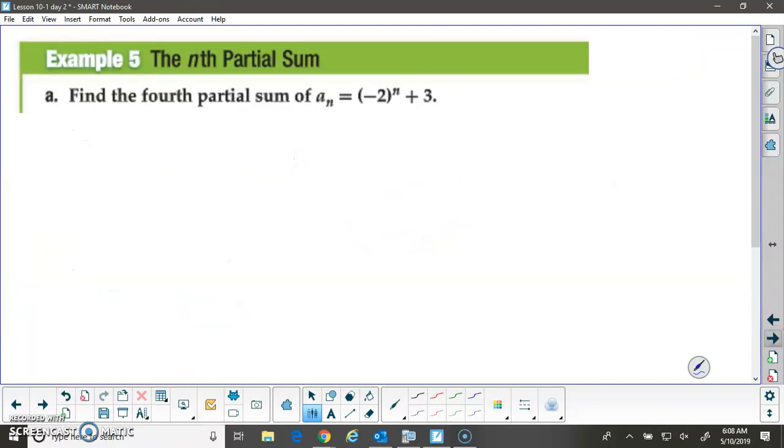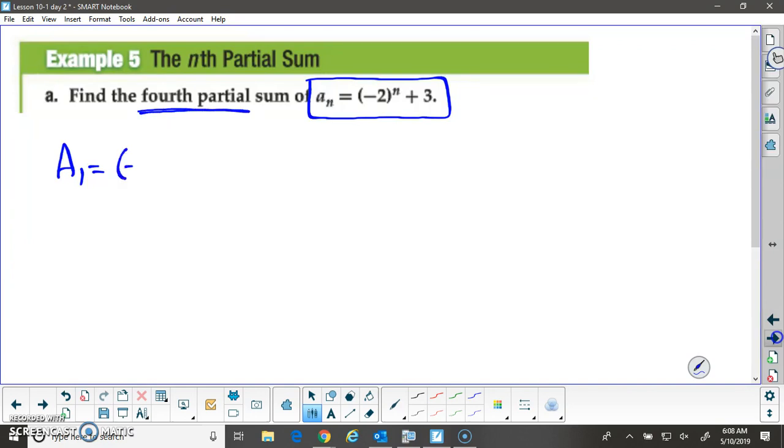Next, example 5 says to find the fourth partial sum given a formula. Again, looking at this formula, hopefully you can tell that this is an explicit formula, not a recursive. So let's find our first 4 terms, and then let's find the sum of the first 4 terms, because that's what they're asking for with the fourth partial sum.